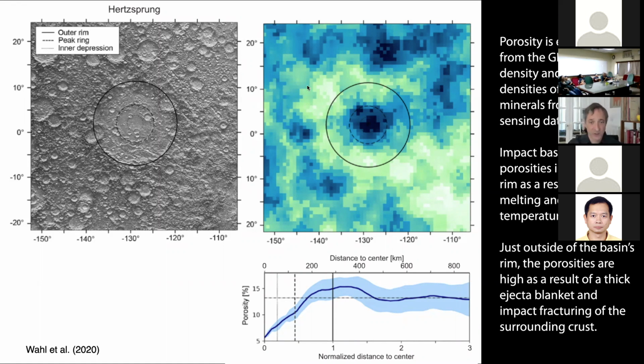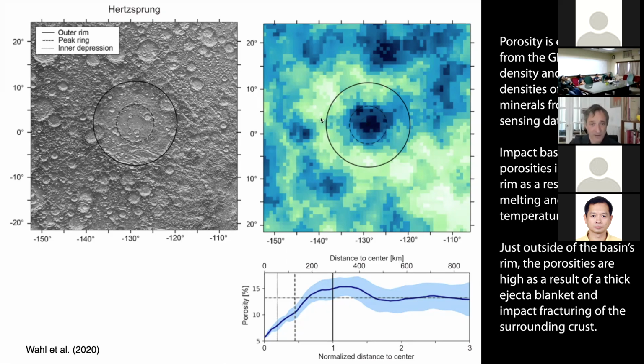And on the right-hand side, we show the GRAIL estimated porosity of the crustal materials. What we see is that in the interior of the peak ring, the porosity of the crust is very, very low. The reason that this is low is that this is exactly where we expect the impact event to melt the crust and form a very thick impact melt sheet. And when this impact melt sheet crystallizes, it forms naturally with zero porosity. So this is why the porosity is very low in the interior of this basin.